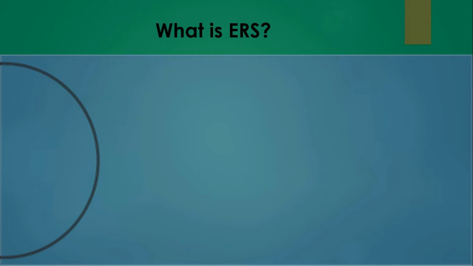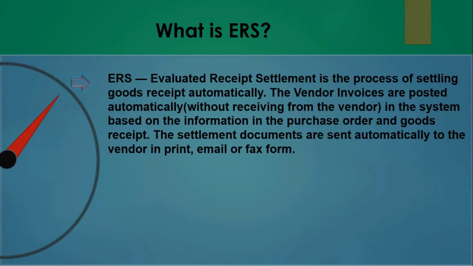Now, what is ERS? ERS, as you know, evaluated receipt settlement, is the process of settling goods received automatically. The vendor invoices are posted automatically in the system based on the information in the PO and GR. The settlement documents are sent to the vendor through any media, that might be print, fax, email, or maybe a paper copy.